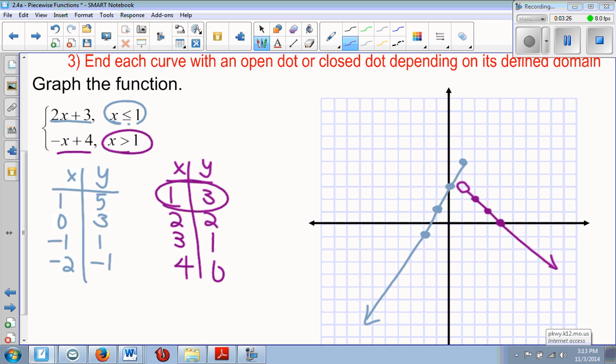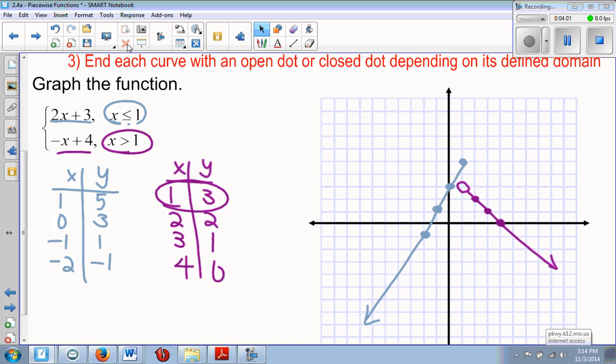So if you notice, since I put an open dot at 1, 3, my function still passes the vertical line test, because if I put a vertical line through an x value of 1, I still only hit the graph one time because it hits the closed dot but passes through the open dot. That's why it's okay to graph that extra boundary point with both equations, so long as you put one of the equations with an open circle rather than both of them with a closed circle.